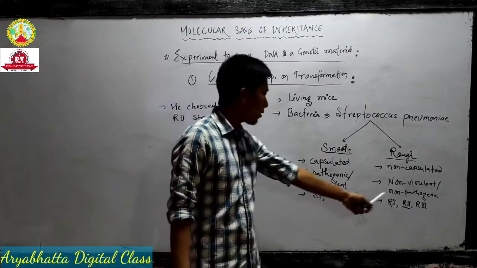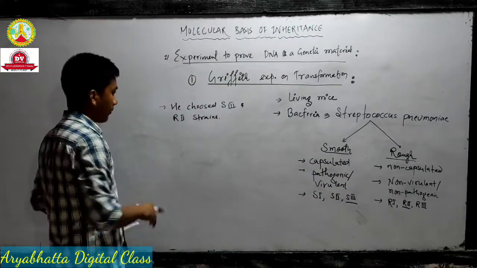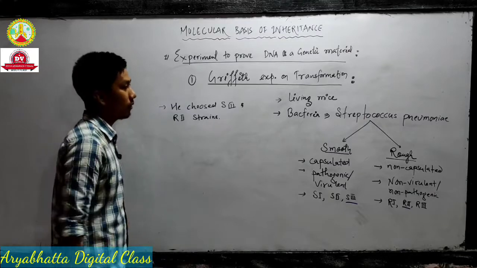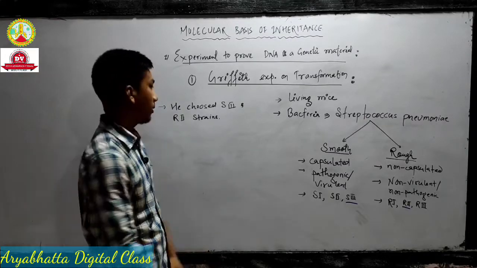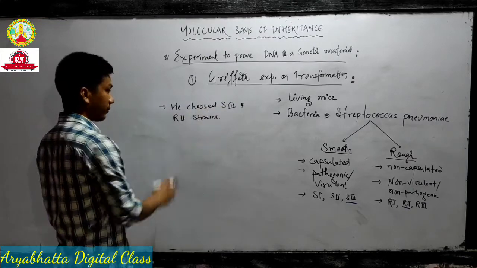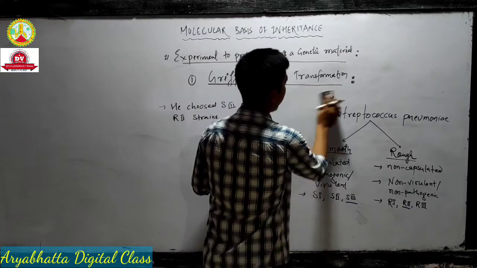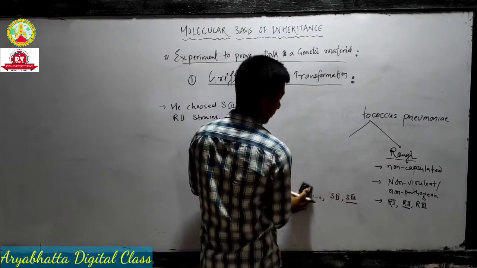So he chose S3 and R2. Maybe he found out that this is the correct one, or the best one to do his experiment. So he chose these two. So now he performed his experiment.